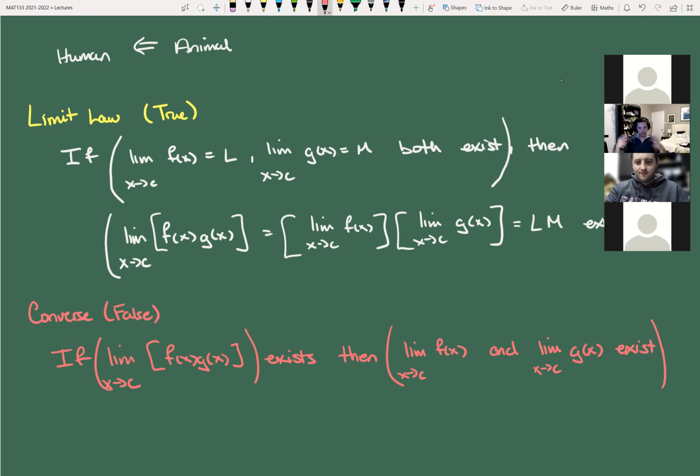So in this case, the limit law says if the limits exist separately, then you can compute the limit of the product by computing the product of the limits. The converse is false. If you know that the limit of the product exists, you can't say anything about the individual component functions. Does that help clarify the confusion? Good. Okay. Ahmed, do you want to go further about what maybe is bugging you?